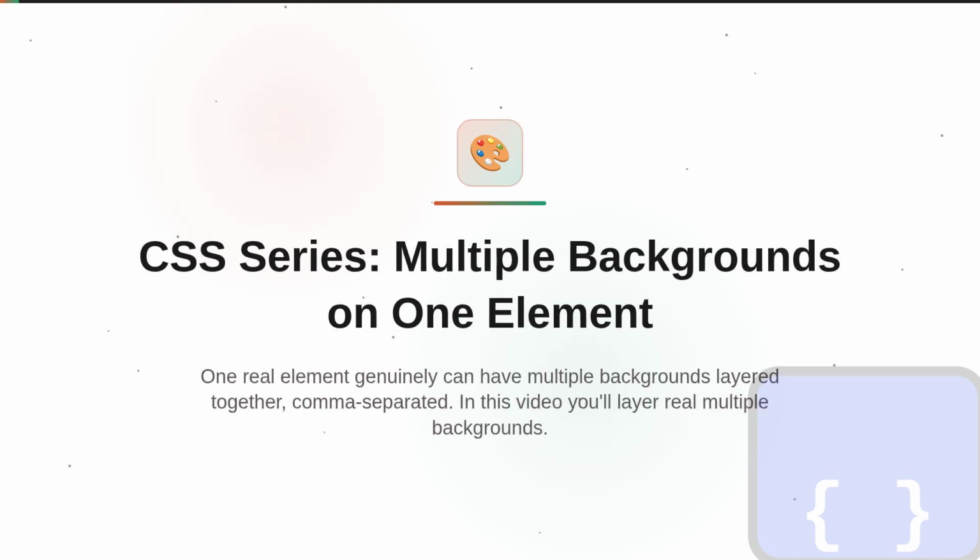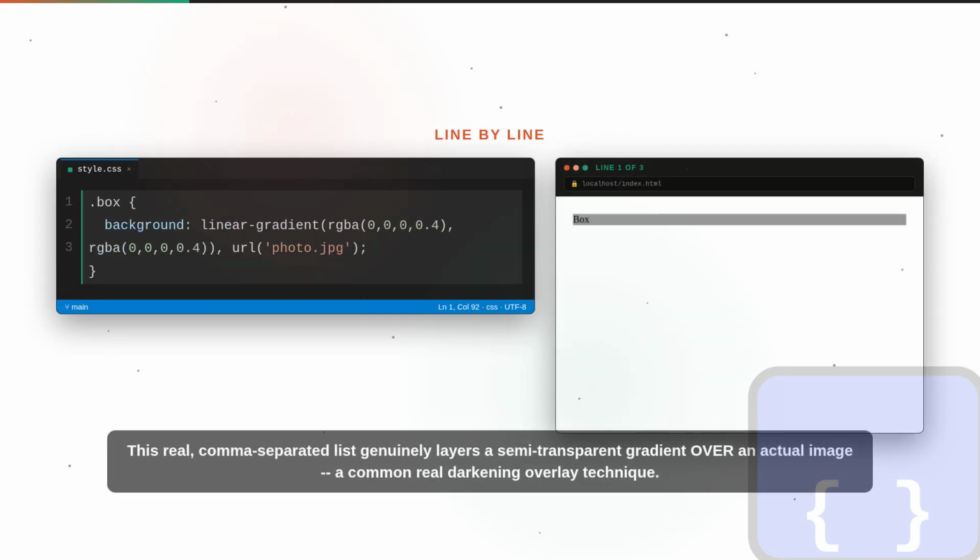One element can have multiple backgrounds layered together, separated by commas. In this video you'll layer multiple backgrounds. This comma-separated list layers a semi-transparent gradient over an image, a common darkening overlay technique.